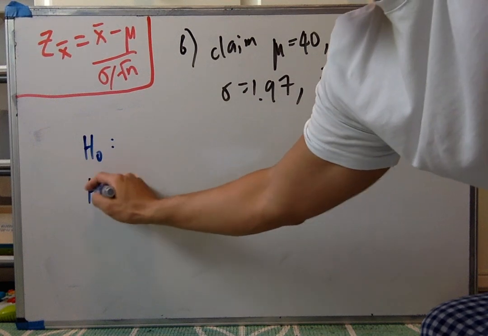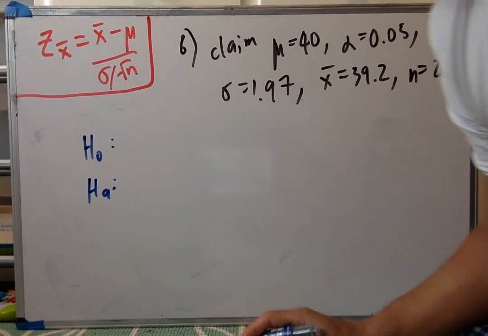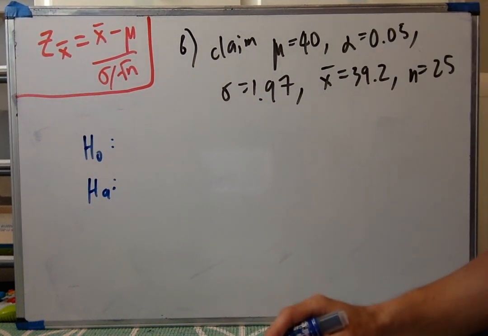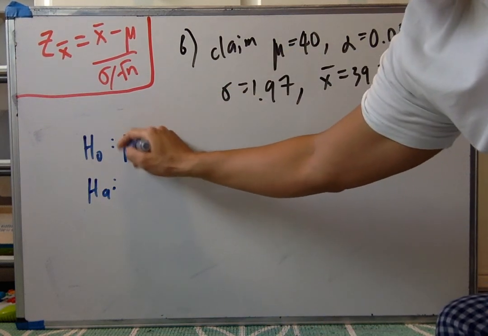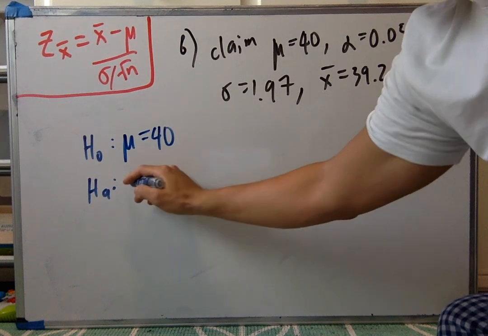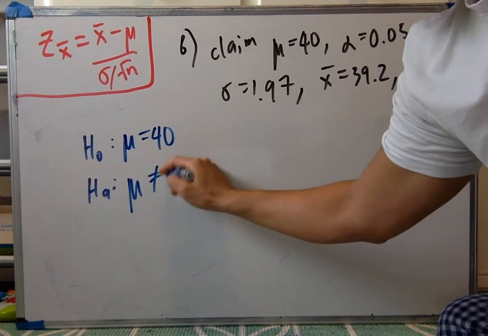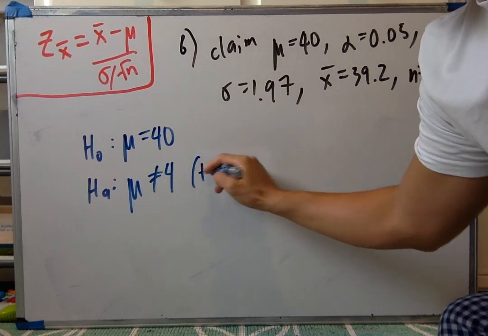What is your H naught? What is your H alternative? And what is the tail test that we're using? H naught first. That's the one that includes equality. So the H naught is mu is equal to 40, which means the alternative is mu is not equal to 40. Not equal means we're doing a two-tailed test.